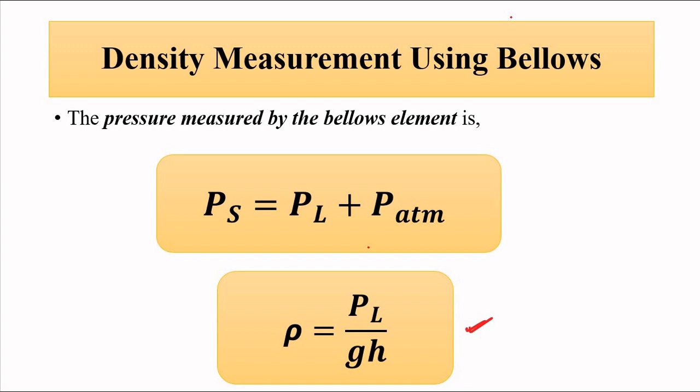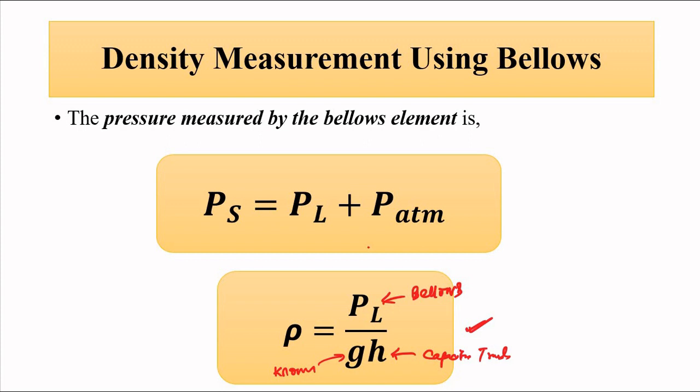Liquid column pressure we have calculated from bellows, height we have calculated from the capacitive sensor, that measurement technique, and acceleration due to gravity, that is a constant, that is known. So density is equal to liquid column pressure divided by the product of acceleration due to gravity and level of the liquid.